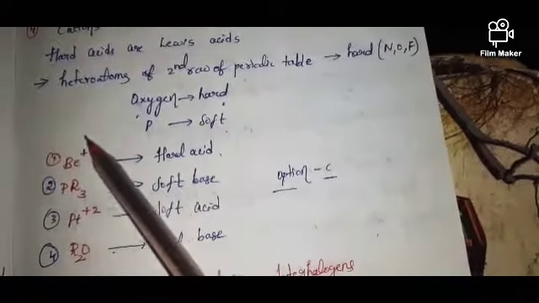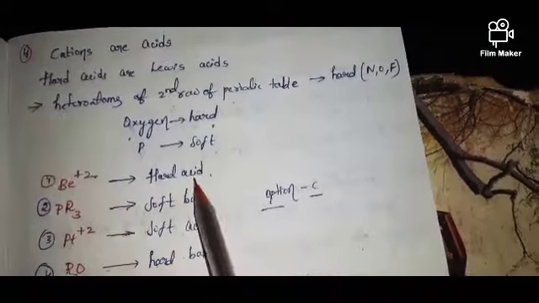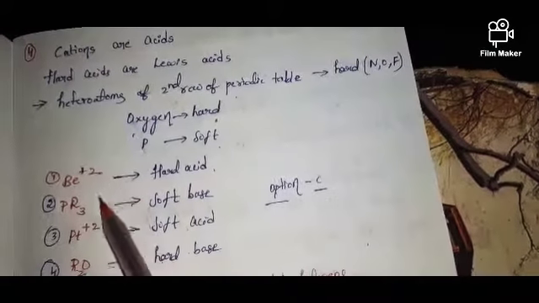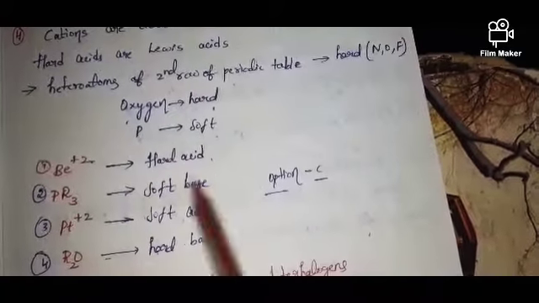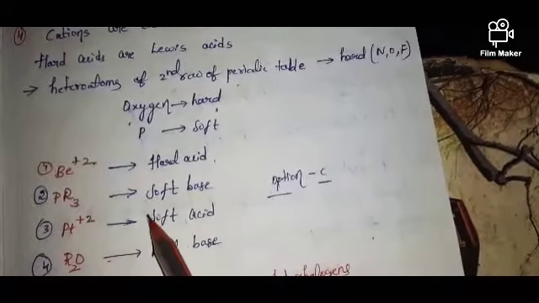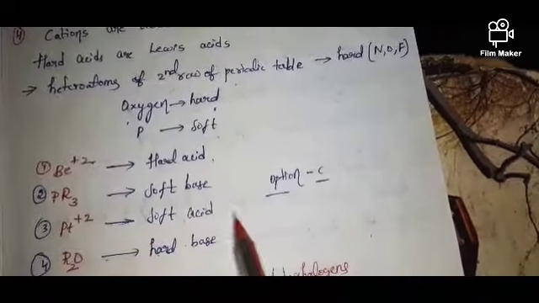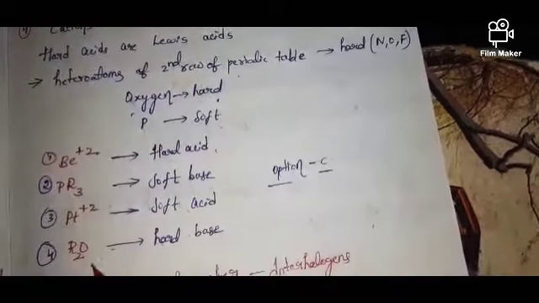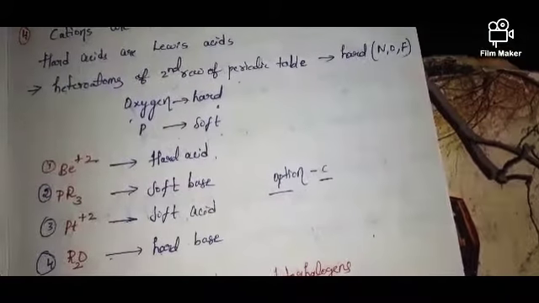Let's see this. Beryllium plus 2 is a hard acid, an acid because it contains a positive charge. Next, PR3 is a soft base, since it contains phosphorus. Next, here the cation is present, that means it is an acid, but a soft acid. Next, R2O is a hard base, so our option is C, friends.